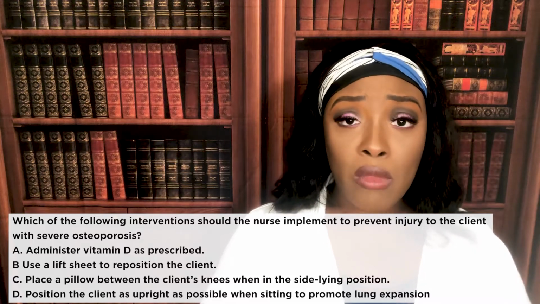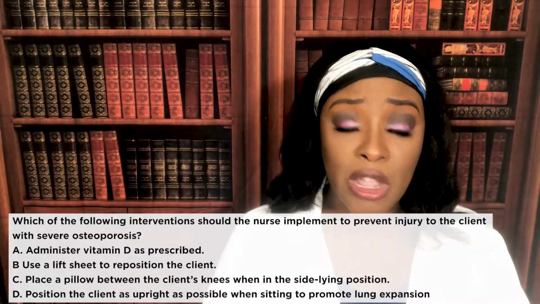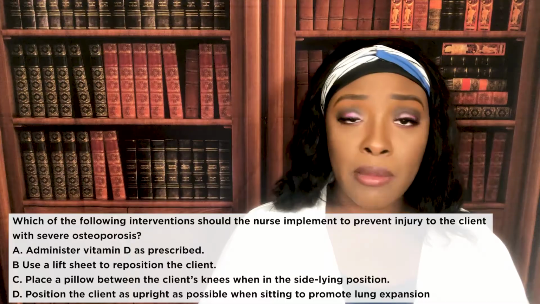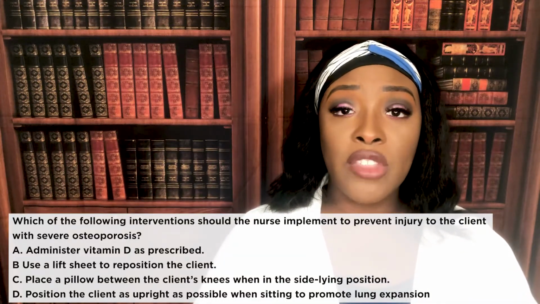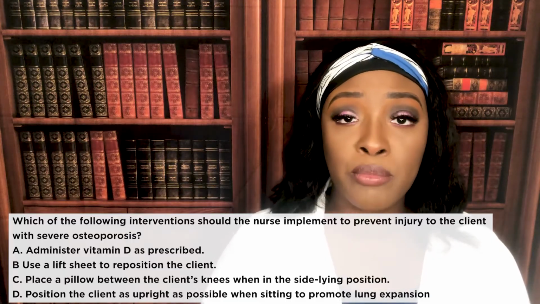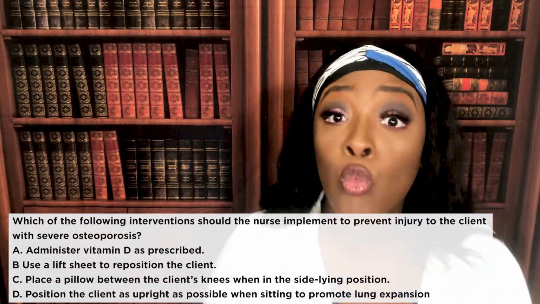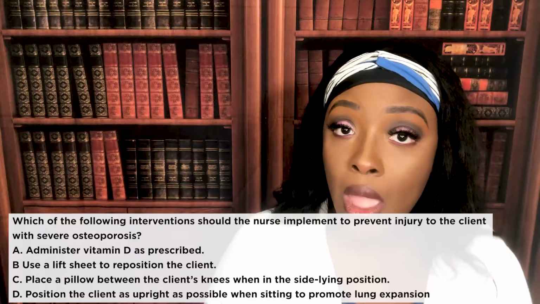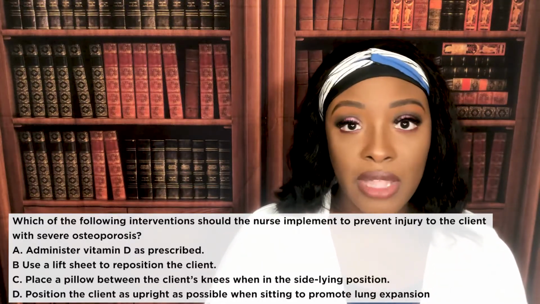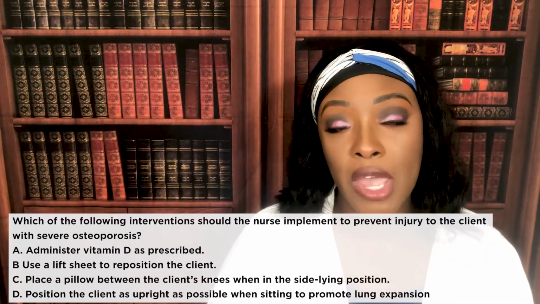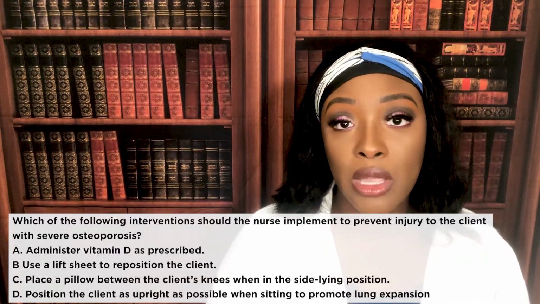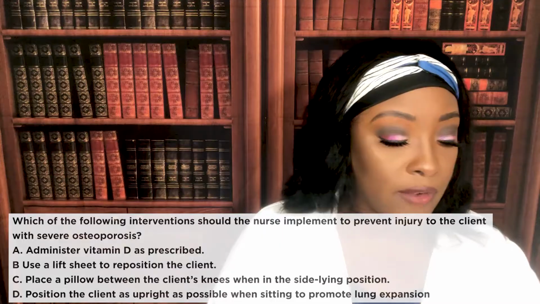We don't want pressure of one knee on top of the other. Choice D, putting them in upright position. Yes, because it decreases the weight of the diaphragm against the lungs. It helps the patient breathe better. All of those are wonderful things to do for your patient, but it does not prevent injury. And the question is asking us which one will prevent injury in the patient with osteoporosis. So it would be using a lift sheet so that that patient doesn't get a fracture.